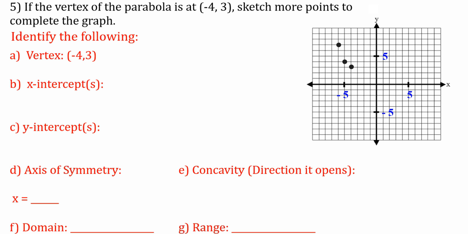Well, we know that parabolas, quadratic functions, have symmetry around the vertex, right? That's why we've got our axis of symmetry. If the vertex is at (-4, 3), and you envision that line of symmetry going through here at x = -4, we should be able to plot mirror images of the points given to us. And then we can complete the curve for our graph.